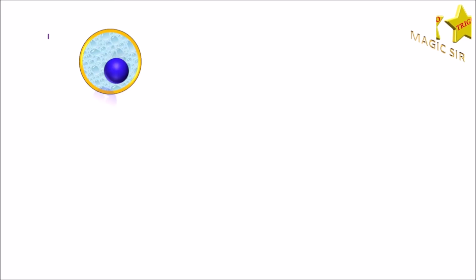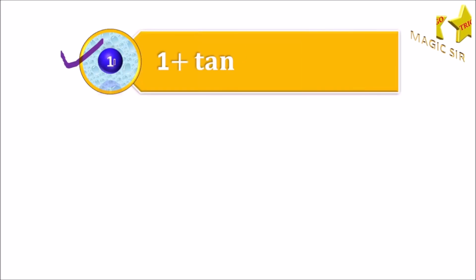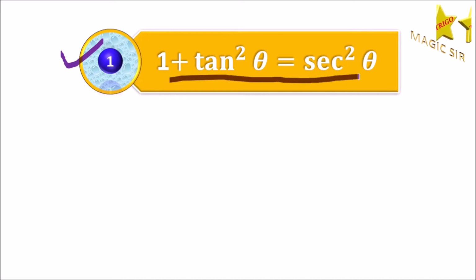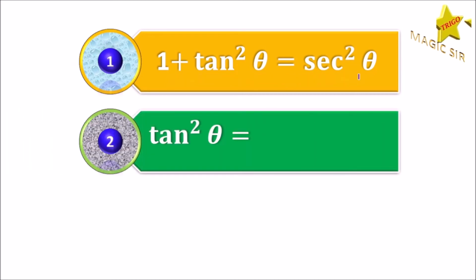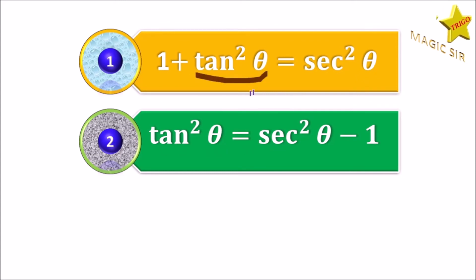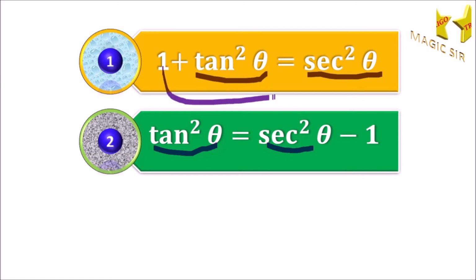Let us recall the trigonometric identity 1 plus tan square theta is equal to secant square theta. Sometimes we have to use the value of tan square theta or 1 to solve the example. We can write tan square theta is equal to secant square theta minus 1. Here tan square theta remains as it is. Sec square theta remains as it is.